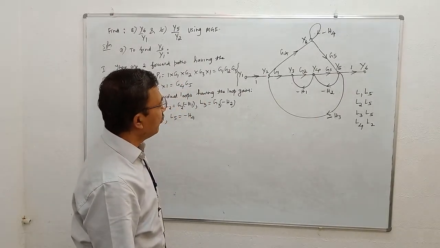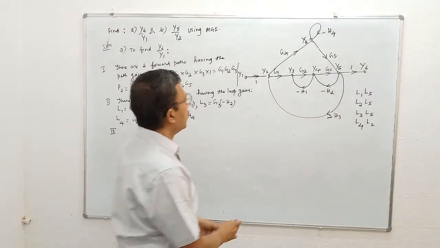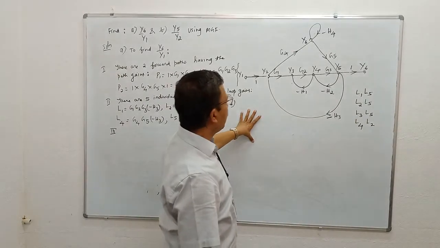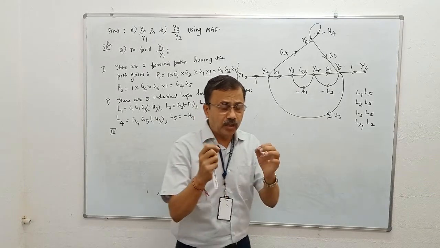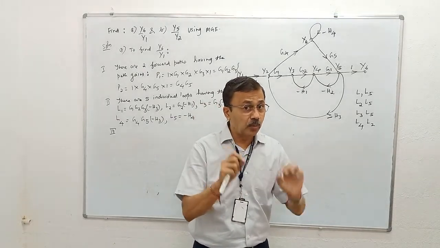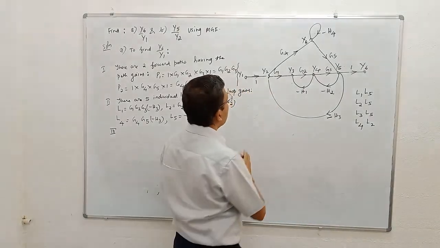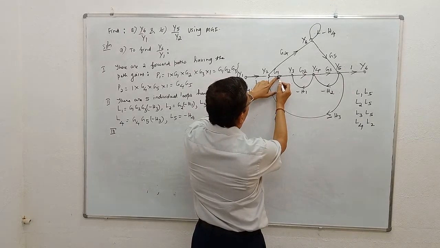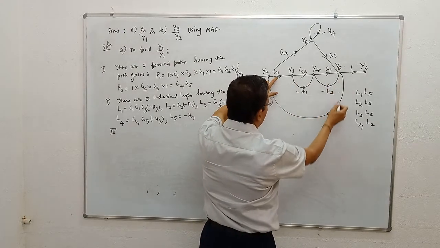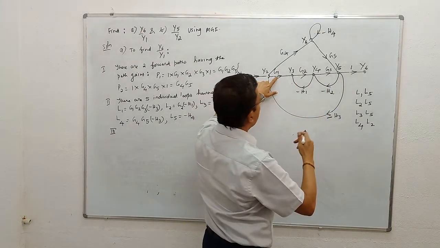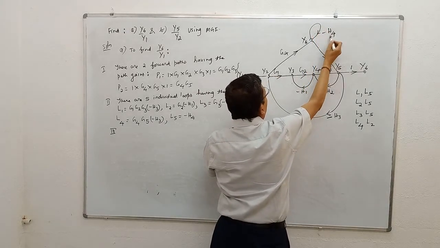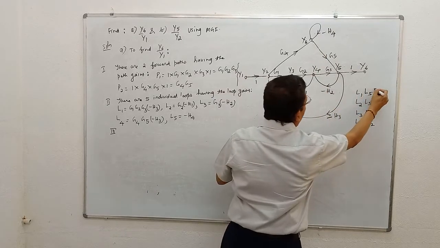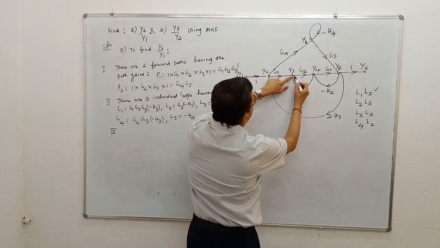Is there any other combination? No. So there are only 4 combinations. Loops are said to be non-touching if they do not share any common nodes. I again repeat. Loop number 1 is made up of G1, G2, G3 minus H3. That does not touch loop number 5, which is made up of minus H1. Therefore multiply L1, L5.